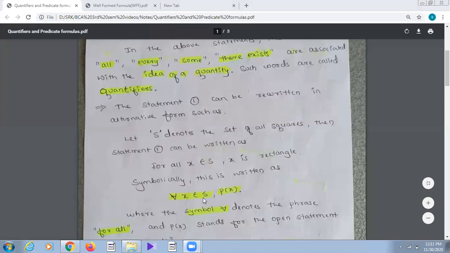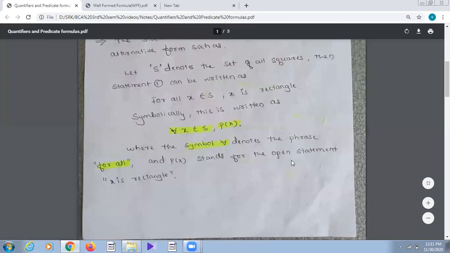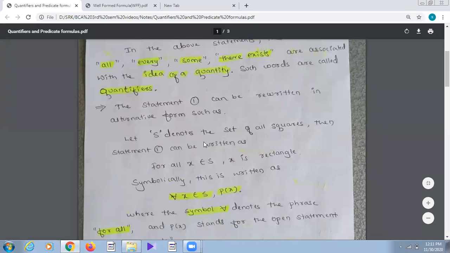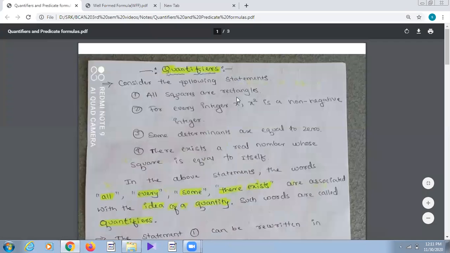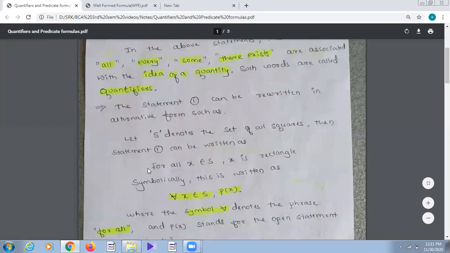Then x belongs to S. Then P of x means that it is an open statement. Here P of x stands for an open statement. X is a rectangle. The statement that all squares are rectangles can be written in the form: for all x belongs to S.